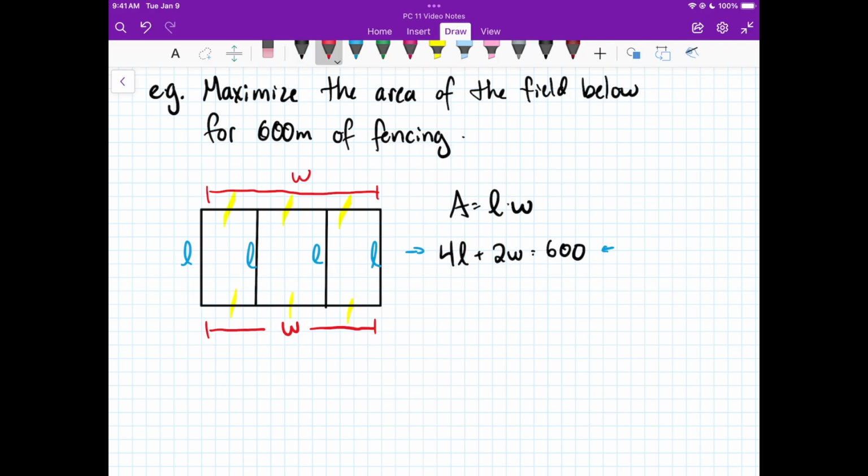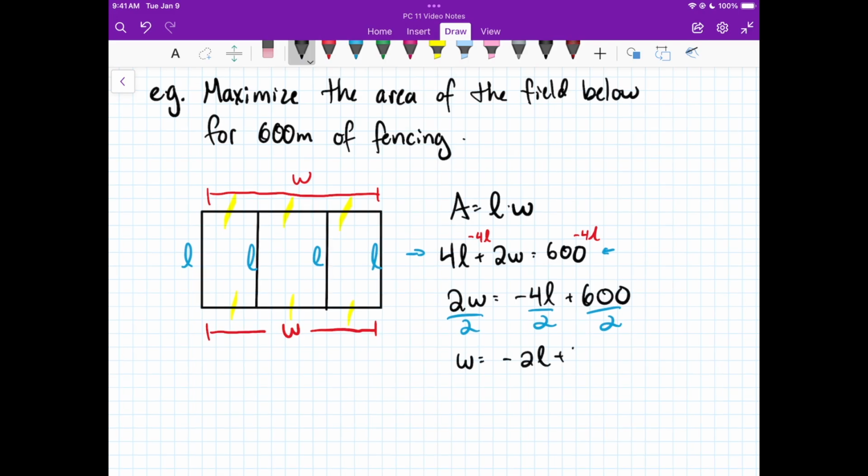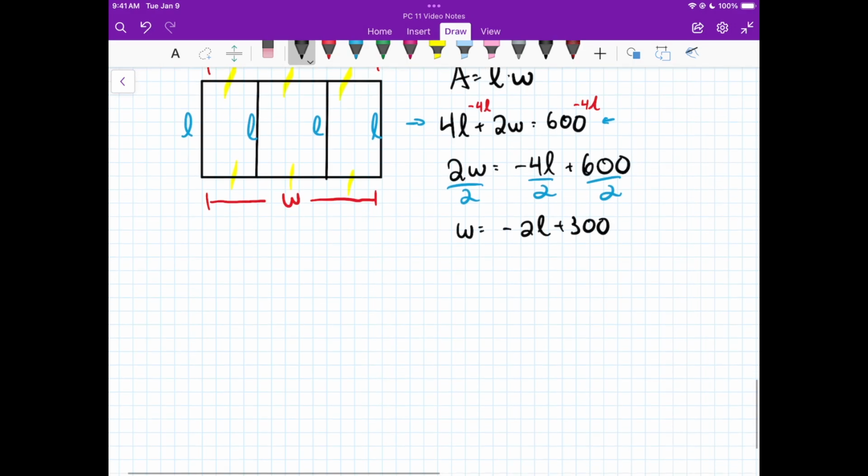So what I'm going to do is subtract 4L on both sides, which is going to get me 2W equals negative 4L plus 600. And then to get rid of that 2, I just need to divide both sides by 2. And so I end up with W equals negative 2L plus 300. The rest of this is all pretty much the same as it was for the first one. So we go into our area formula. We're going to substitute out, in this case, the W for that equation that we just found.